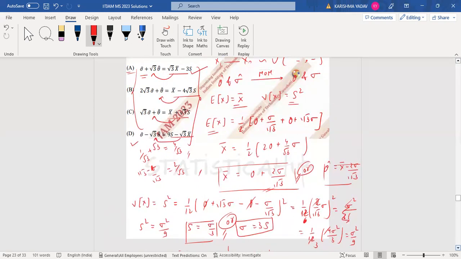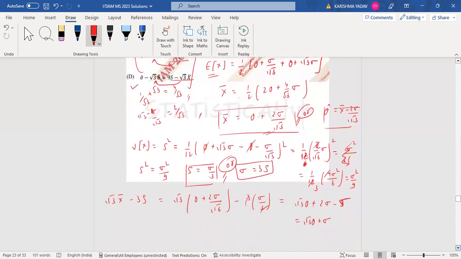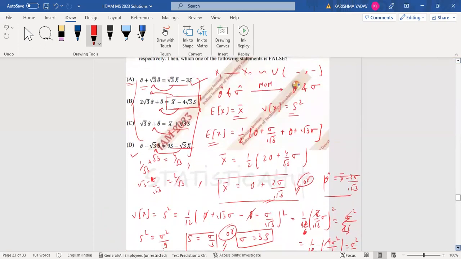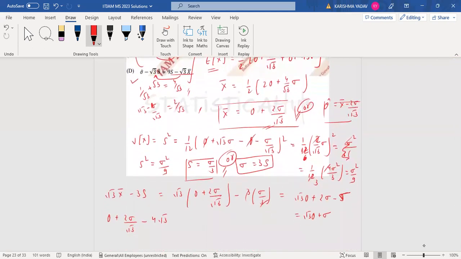Now let's check another one, option B, that is x bar minus 4 root 3 s. We'll put the values in this and see whether the results are the same or not. What is the value of x bar? It is theta plus 2 sigma by root 3. So x bar minus 4 root 3 s, and what is s? My s is sigma by 3.